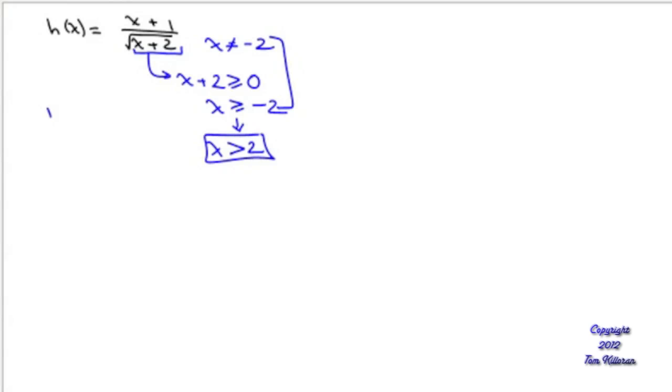So the domain of this h function starts where? At 2. Where does it go? Positive infinity. Parentheses on the right. What about the left? Parentheses, because it doesn't have an equals. So that's the domain of that function.